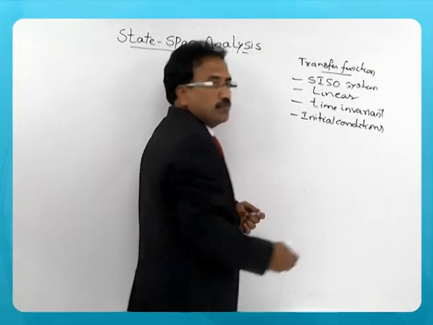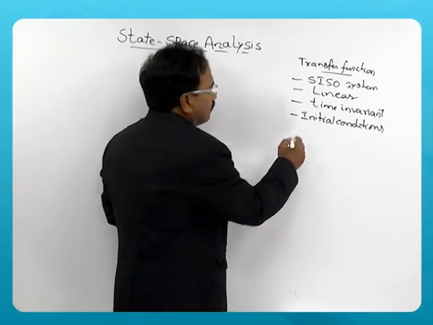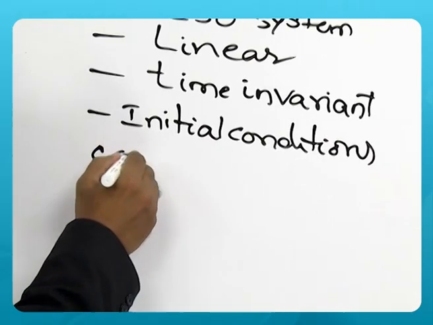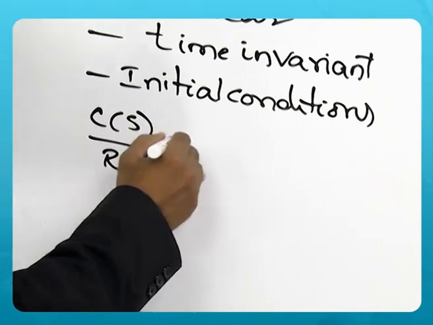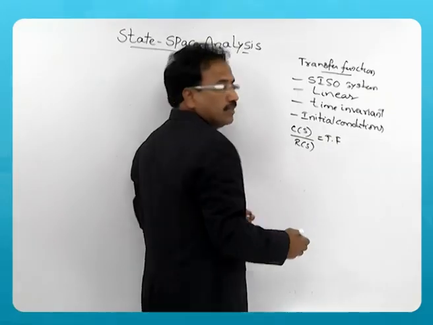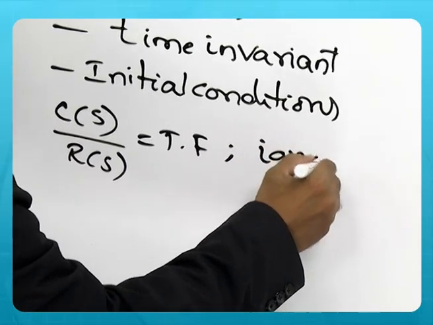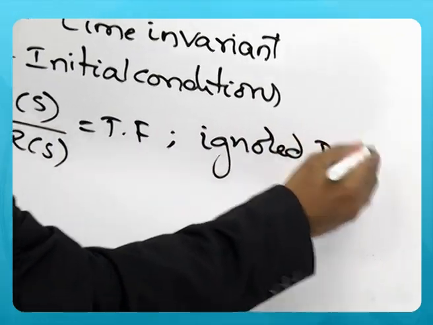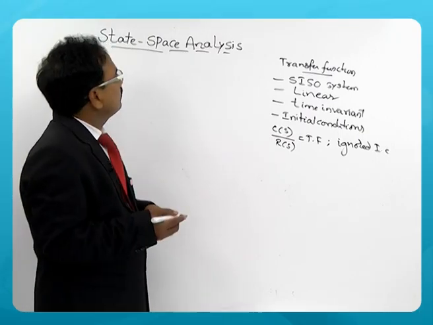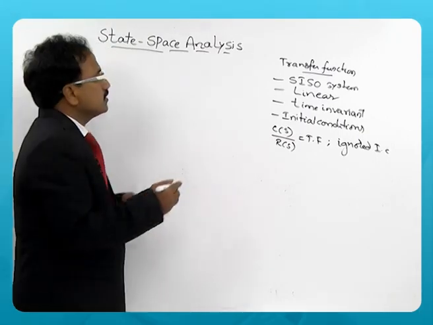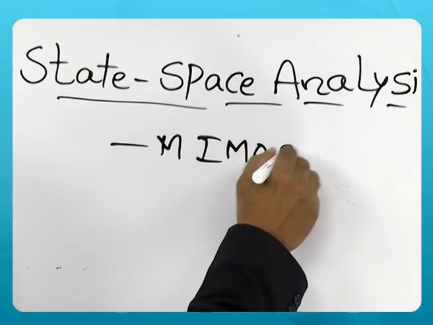The definition of the transfer function says the ratio of Laplace transform of output to the input. The transfer function says so, but initial conditions are ignored. To overcome all these disadvantages, state space analysis can be used for multiple input and multiple output systems.